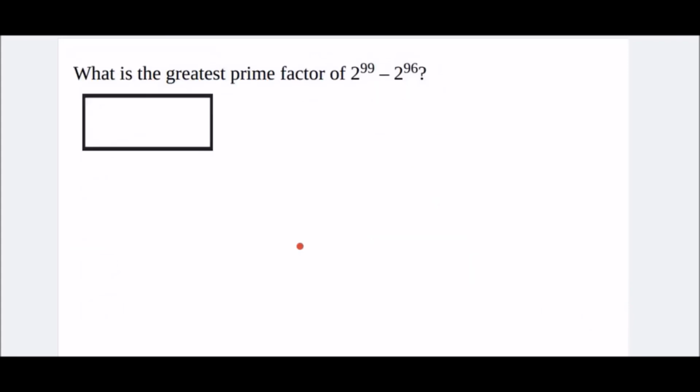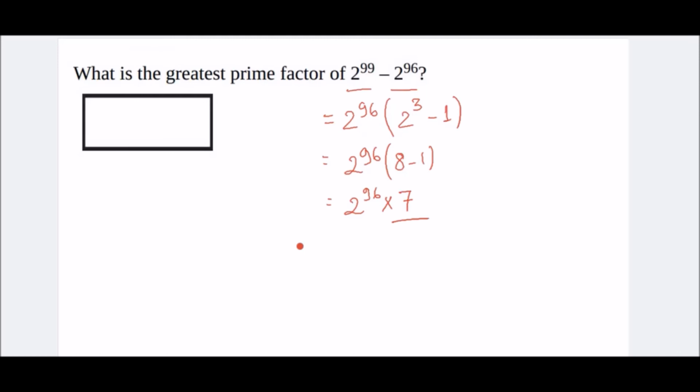So now, what is the greatest prime factor of 2 power 99 minus 2 power 96? So we have to find out the greatest prime factor. So for that, first we will take the common. On both, the common is 2 power 96, right? We can take that common. So remaining will be 2 power 3 minus 1. And see here, 2 cube becomes 8 minus 1, and that will be 2 power 96 into 7. See here, 2 is not the greatest prime factor. Here we will get 7 as the greatest prime factor. So answer will be 7.